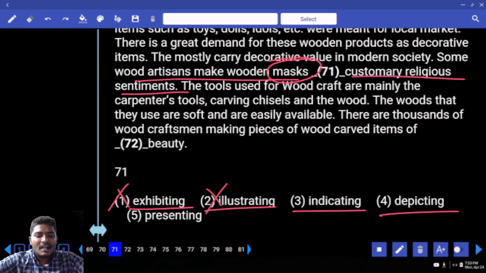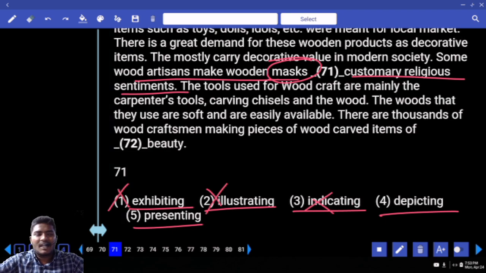Next one is what here? Depicting. Another one is what here? Presenting. Now, indicating is also what? Now depiction of something or presenting something. Have you ever heard the word depiction? What do you mean by depict? Now let us say this is one idol. I carved this idol. Now if I show the features of some god in this wood, this is called a depiction. That means putting the features of some god as they are into the wood. This is called a depiction.